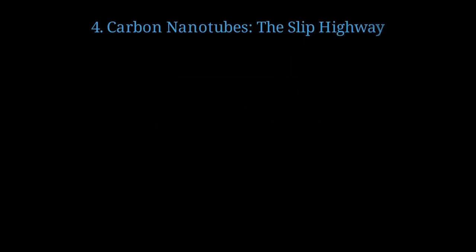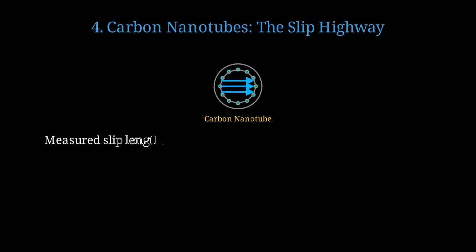Carbon nanotubes provide the most dramatic example of hydrodynamic slip in action. A carbon nanotube is a cylindrical structure made of carbon atoms arranged in a hexagonal lattice. Water molecules flow through with remarkable speed. Experiments show that water in carbon nanotubes exhibits slip lengths ranging from 20 to 200 nanometers, which is enormous at this scale. A typical value is around 50 nanometers for water in single-walled carbon nanotubes.